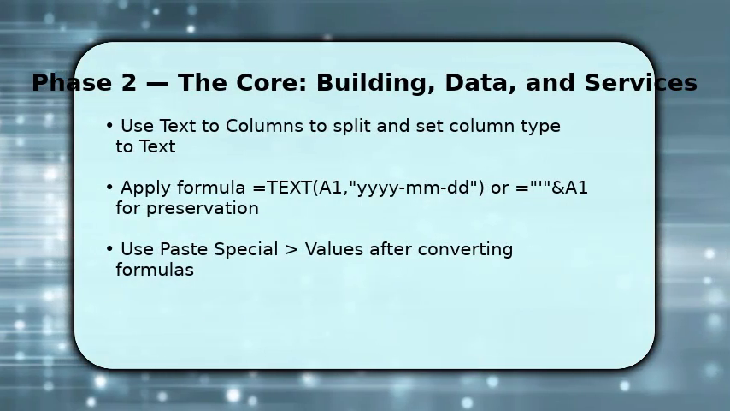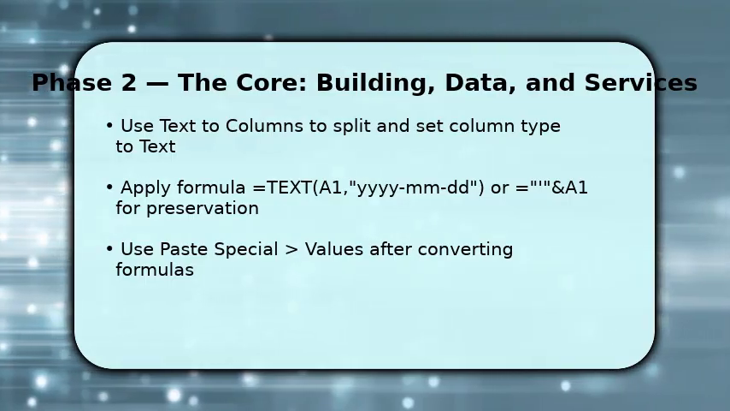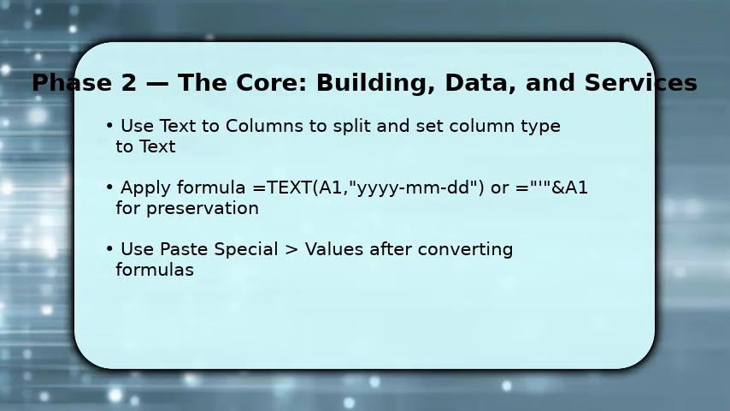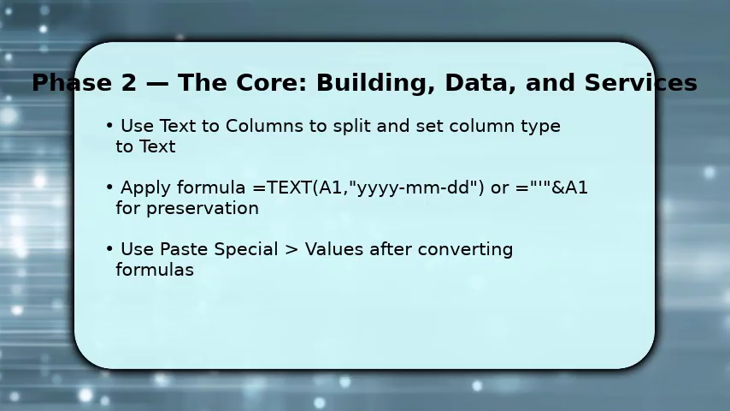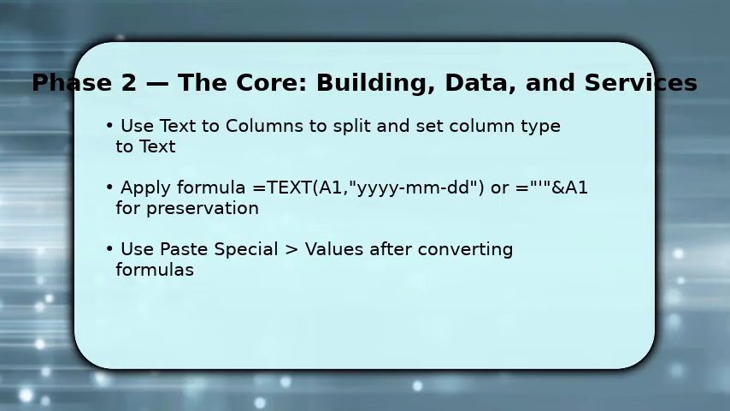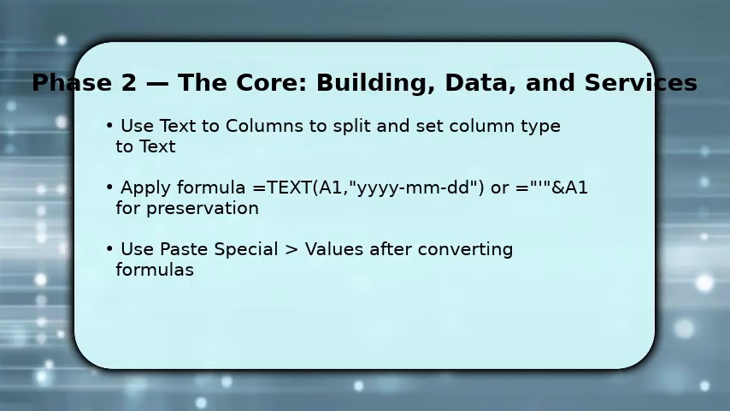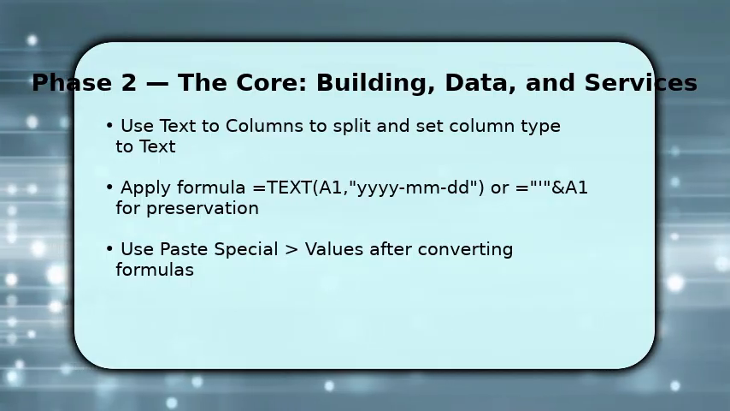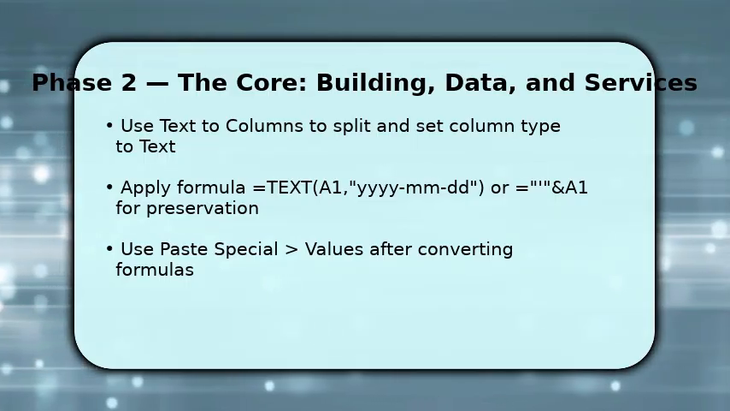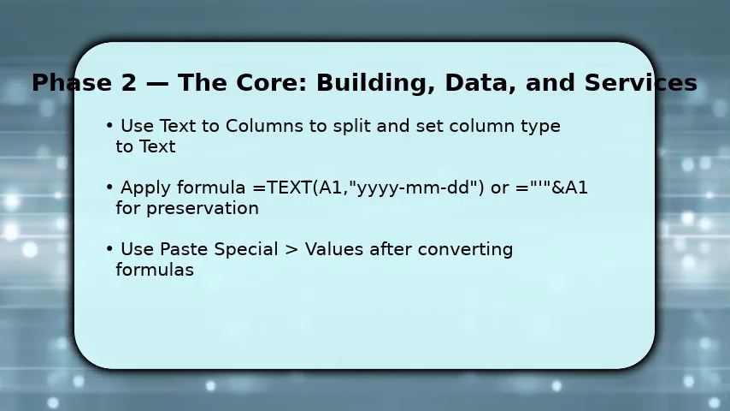Next, deal with cells already turned into dates by Excel. You need to convert them back without losing meaning. Use Data, Text to Columns on the affected column and set the column data format to text. That immediately reinterprets entries as text. Alternatively, create a helper column and use formulas like =TEXT(A1,"yyyymmdd") to standardize, or prepend an apostrophe with ="'"&A1. Once you see correct results, copy the helper column and Paste Special Values over the originals.